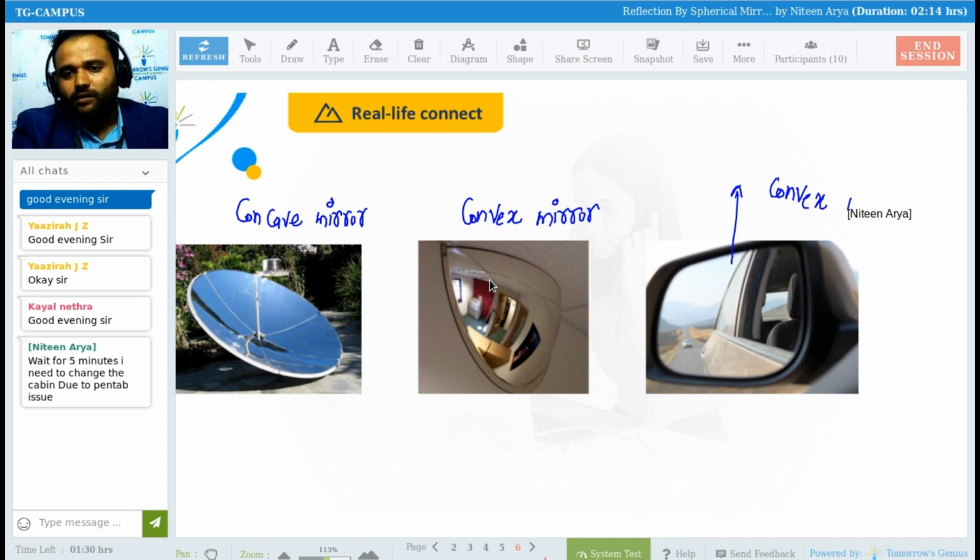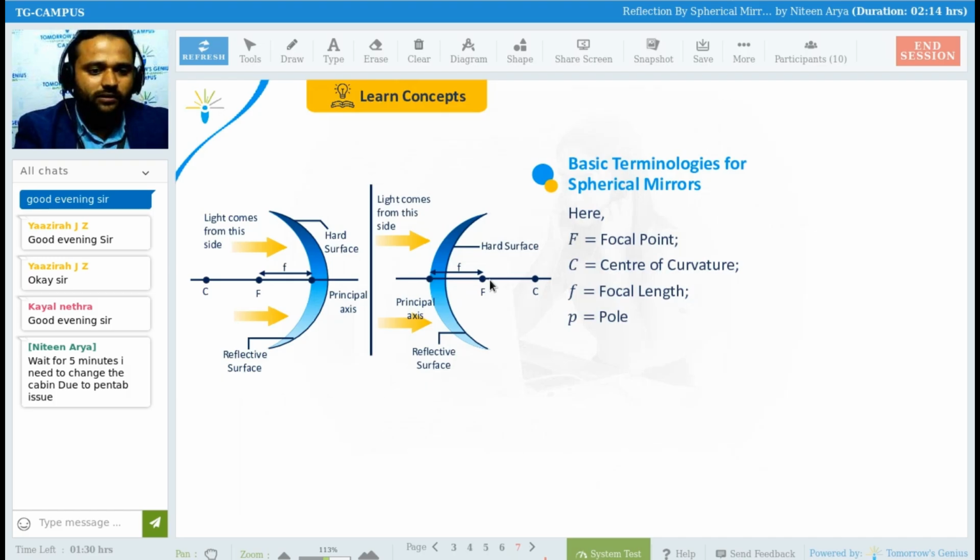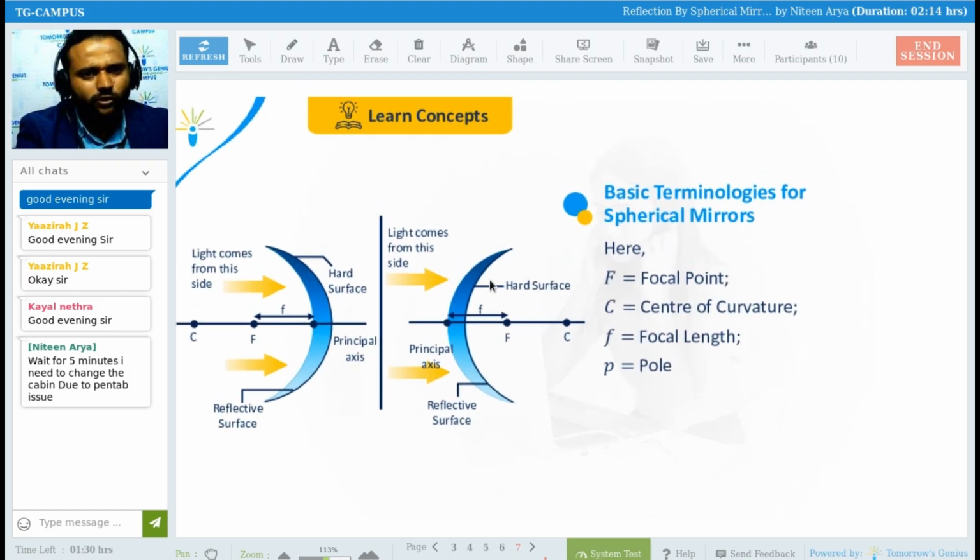That is also there. Application and everything is written over there, so don't worry about it. We are going to talk about it also. So that is your basic terminologies of spherical mirror.